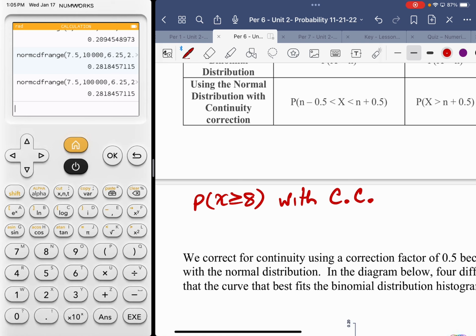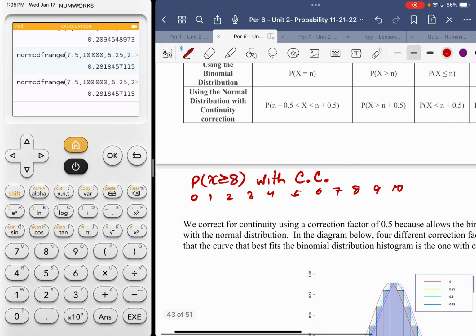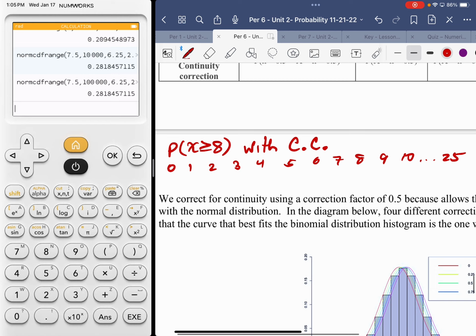All right, so I'm just going to do that number line thing again. 0, 1, 2, 3, 4, 5, 6, 7, 8, 9, 10, and so on, up to 25. Now, if I want 8 or more, I'm looking at this interval here. And just based on the way I drew the box, it kind of leads you to the 7.5. So this cutoff here, 7.5, for continuity correction, that's going to get the job done.